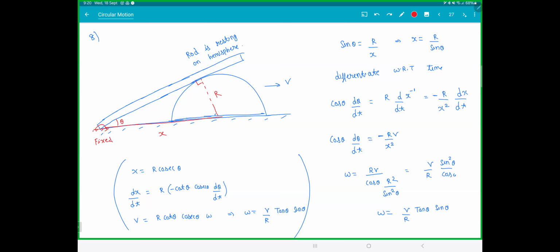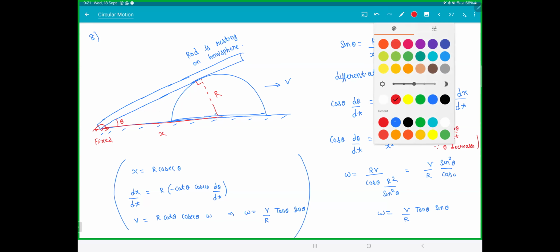Next thing. Why did the minus sign disappear? Remember, यहाँ पे भी theta change हो रहा है ना? That's what I said. Whenever theta decreases, omega is minus d theta by dt. ना, as rod comes down, theta change हो रहा है ना? Clear with this, everyone? Next one.